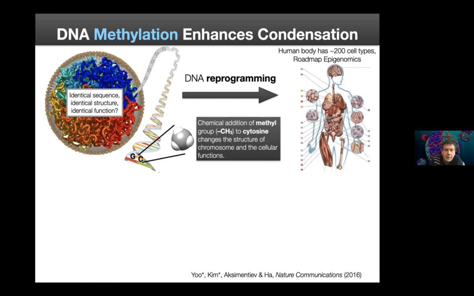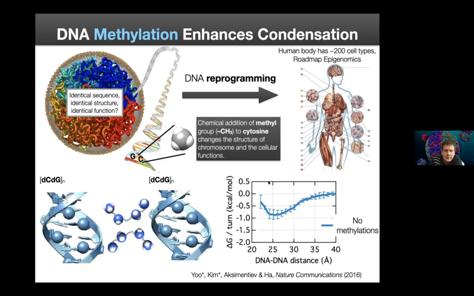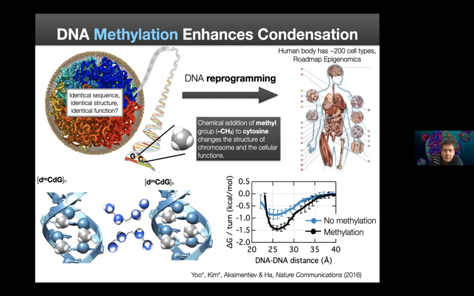So in our particular case, we just look at a very simple system. If you have our piece of CG repeat DNA and the free energy, what happens if we methylate it? If we methylate it, then we get a different free energy. You see, just like we predicted, we add a methyl group, so the methyl group will make the DNA attract more strongly. And that's basically what our prediction was.